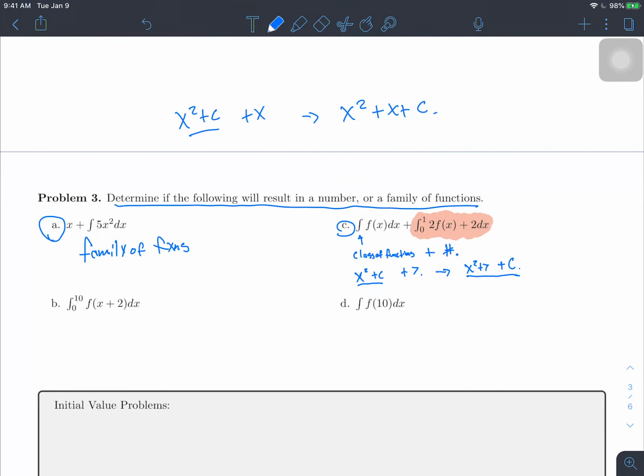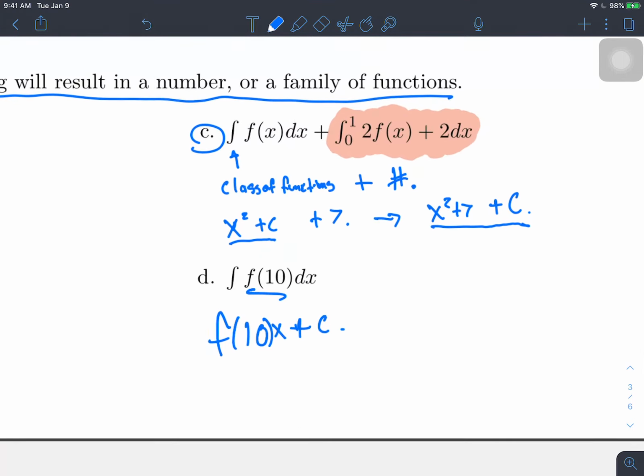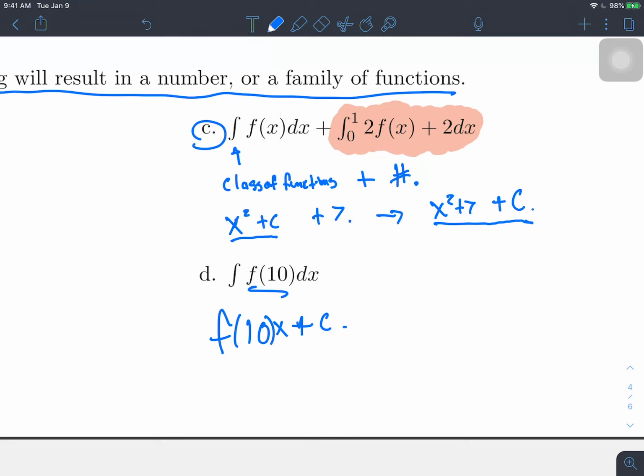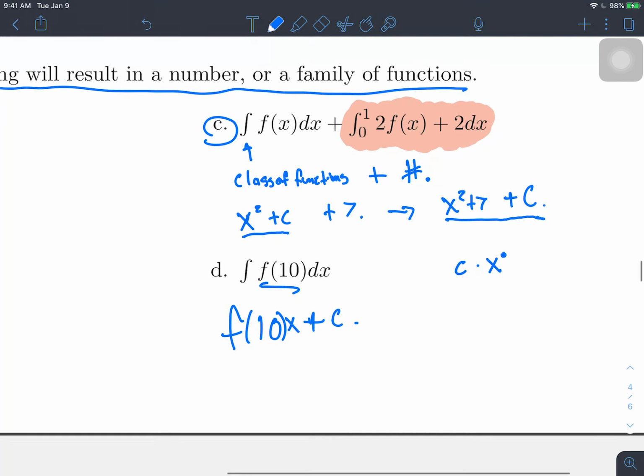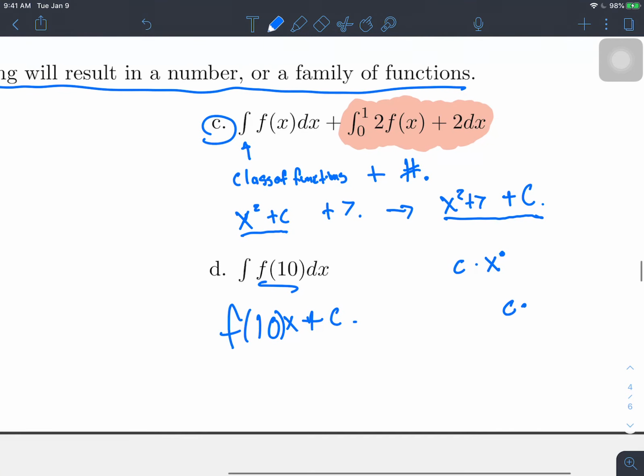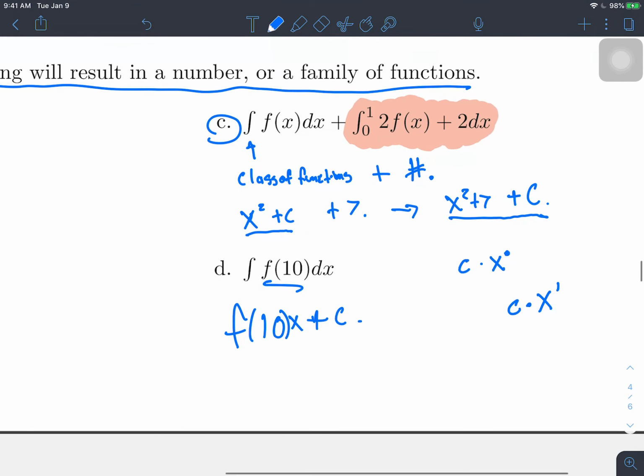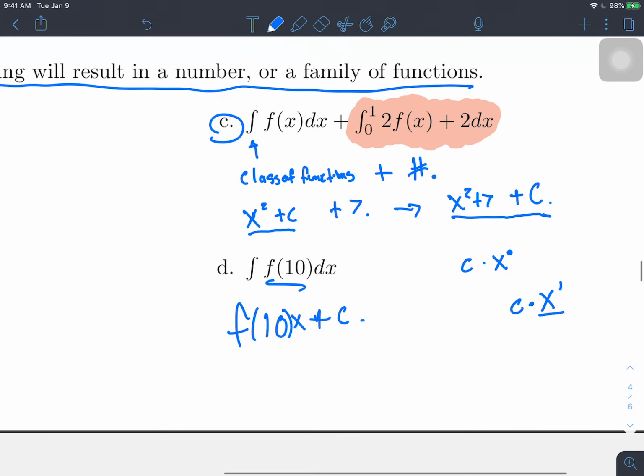All right, then down here I think we're going to get a number, because that's a definite integral, and then here we're going to get a class of functions. It'll be the class of functions f of 10 times x plus c by the power rule, the reverse power rule. Here I have a constant. I have some constant times x to the power 0, so if I use the power rule, I should leave the constant, I should make the power 1 more, and then I should divide by the new power, that's 1.